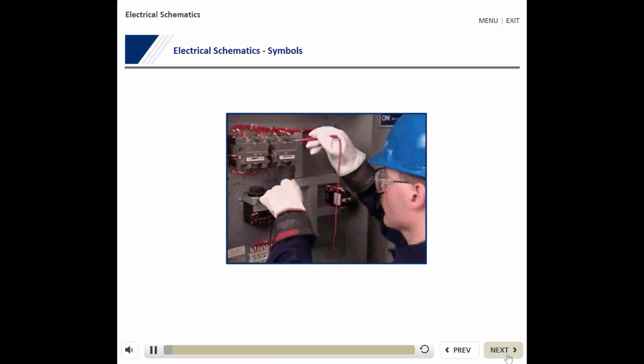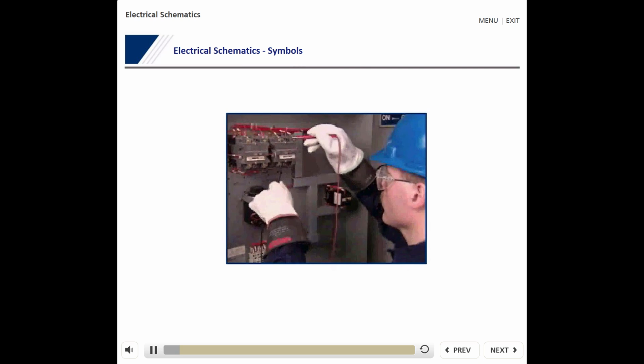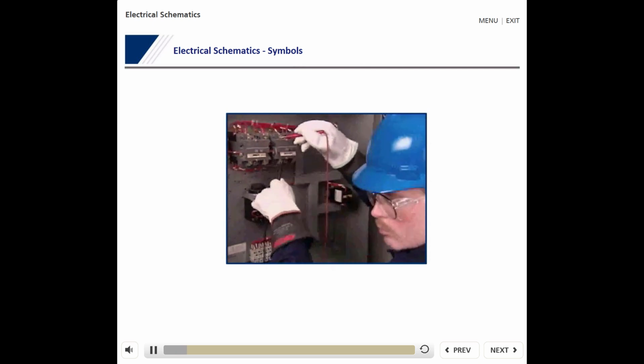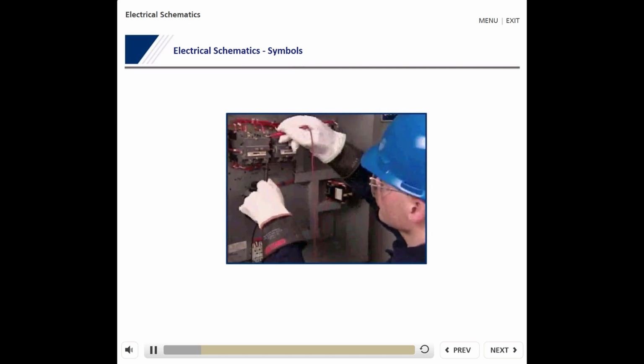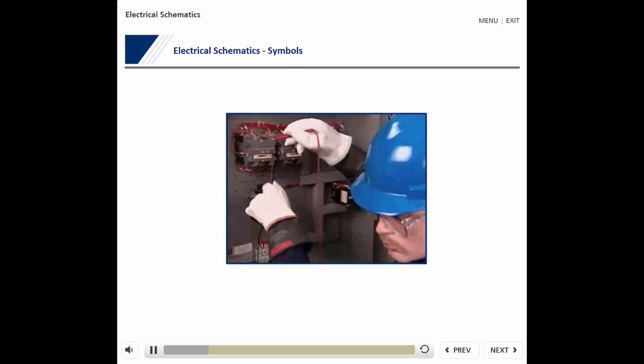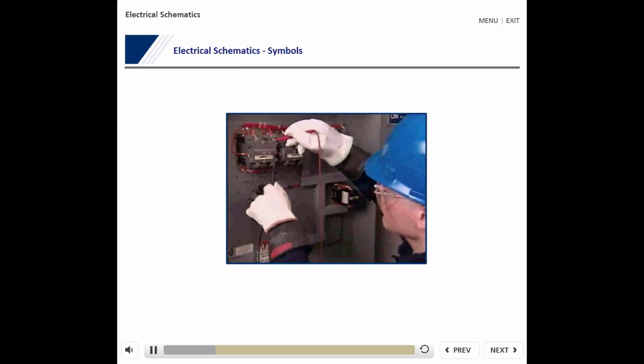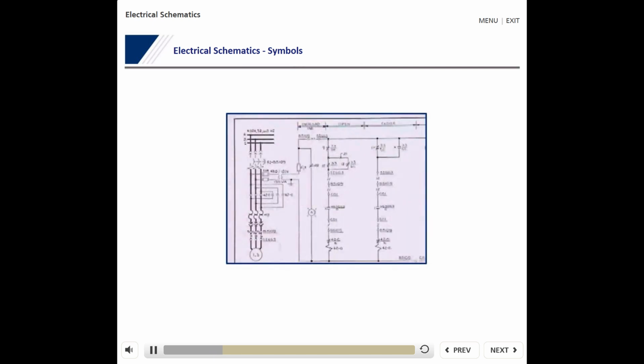In order to effectively troubleshoot, maintain, or service a control circuit, you need to understand how the circuit is designed to operate. You'll find this information on drawings of the circuits called electrical schematics. Electrical schematics show the complete electrical system and the connection of each element.